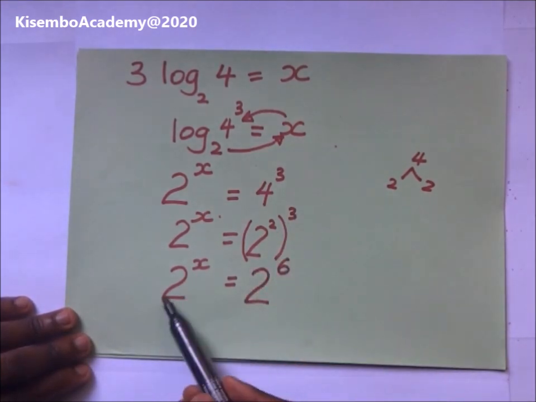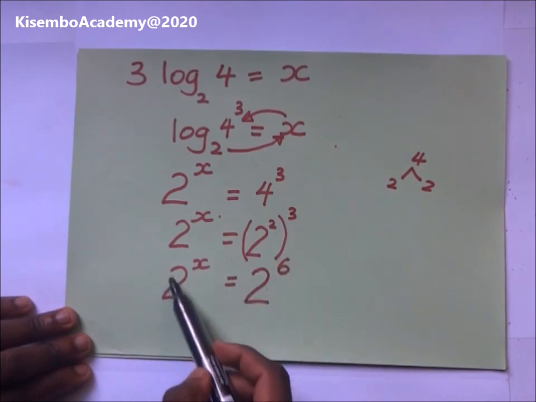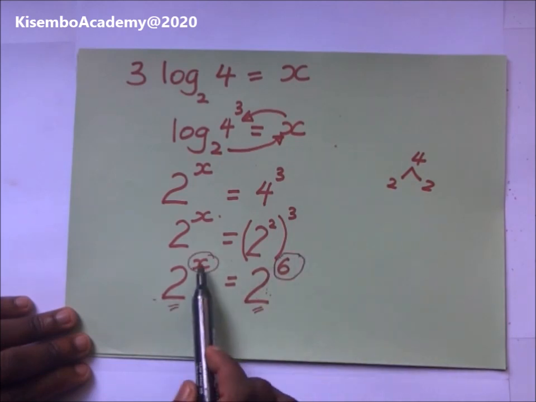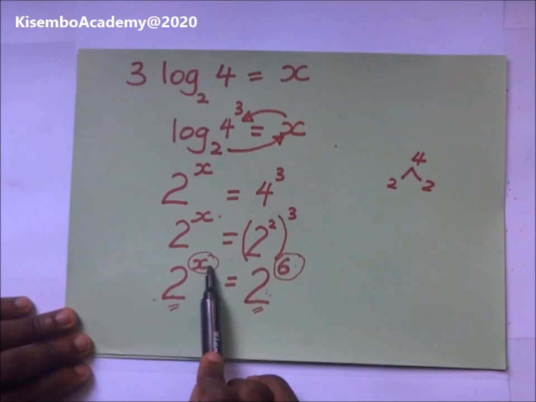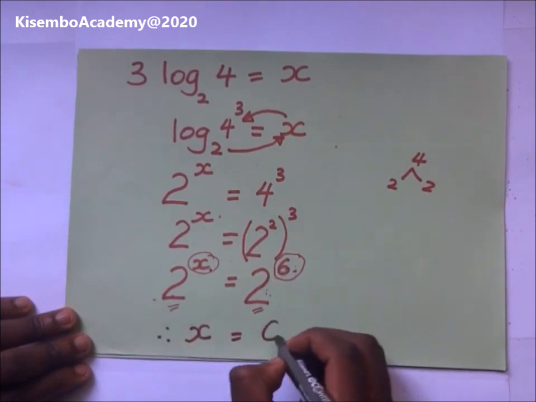Now you realize here 2 to the power x is equal to 2 to the power 6. The bases are the same. So if the bases here, 2 and 2, are the same, it also means that the powers are supposed to be the same. So our value of x here is 6. Therefore, our value of x here will be 6.